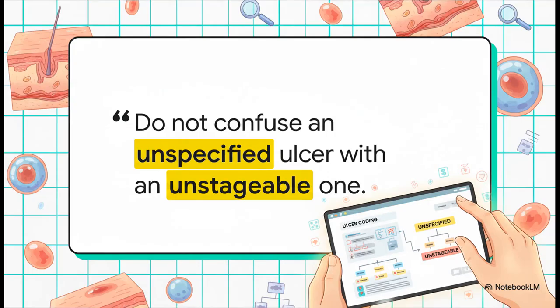This quote from the official guidelines is so important. It's a common trap. Unspecified just means the doctor didn't write down the stage. The information is missing. But unstageable is an actual clinical finding. It means the doctor looked at it and could not determine the stage, usually because it's covered by dead tissue. It's a subtle difference, but for accurate coding, it's a world of difference.